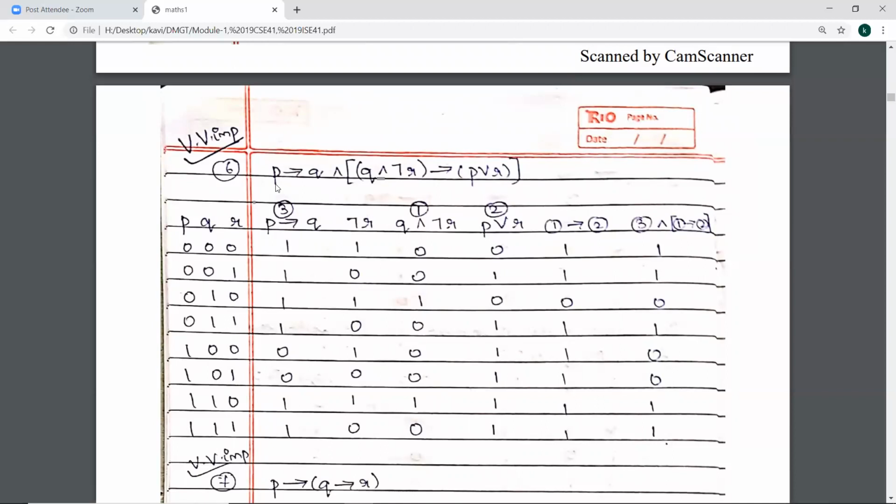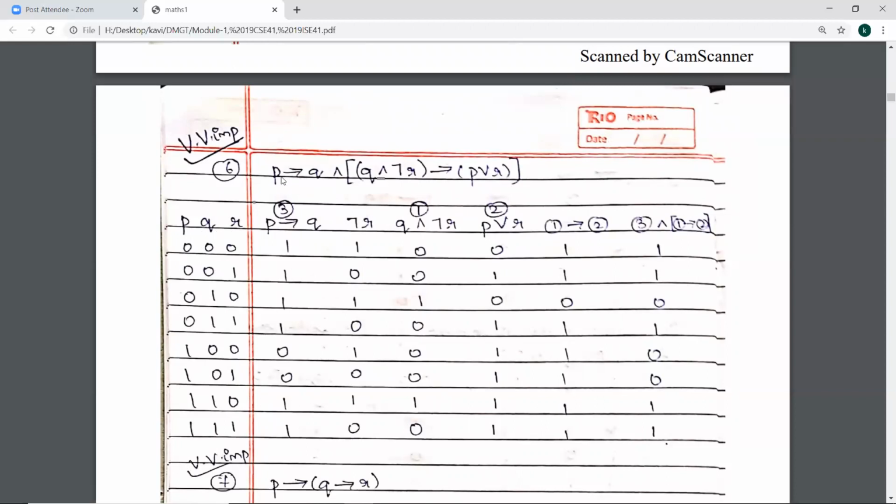Here three propositions are there, P, Q, R. So I need to consider the truth table for this. So consider the columns P, Q, R. Since three propositions are there, there are 8 different possible assignments of truth values for the propositions P, Q, R. So these are the 8 different assignments of truth values to P, Q, R. Then whatever terms are needed for the compound proposition, we need to form a table.